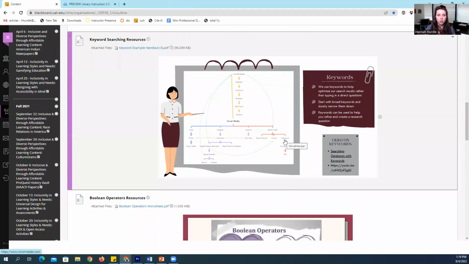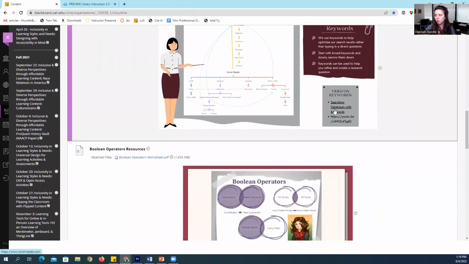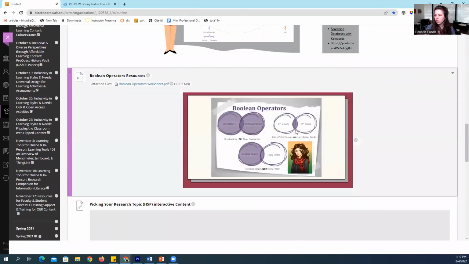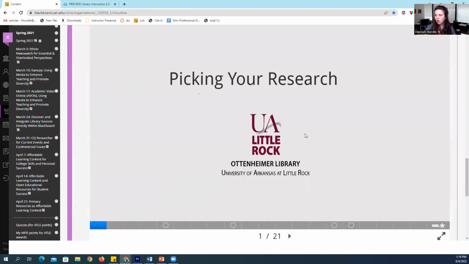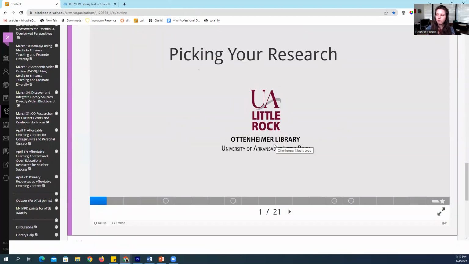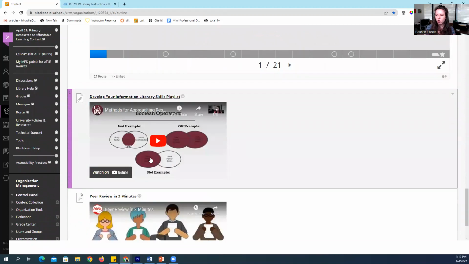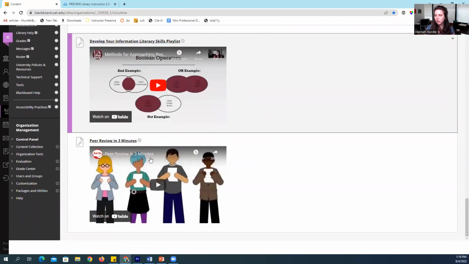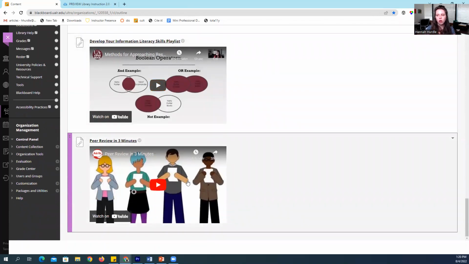I have an example of a handout that we give them about keywords, and we also include a link to a video that they can watch. For Boolean operators, this is just a photo, but we also have a worksheet helping them pick their research topics. This is interactive content made through H5P. We have a whole playlist on our YouTube channel about developing your research literacy skills. This covers the basics of what we go over in our library instruction classes, not the library instruction 2.0, but the original 8 modules. And then there's a video that we show in our peer-reviewed module that goes over the peer review process, to help them understand it more.